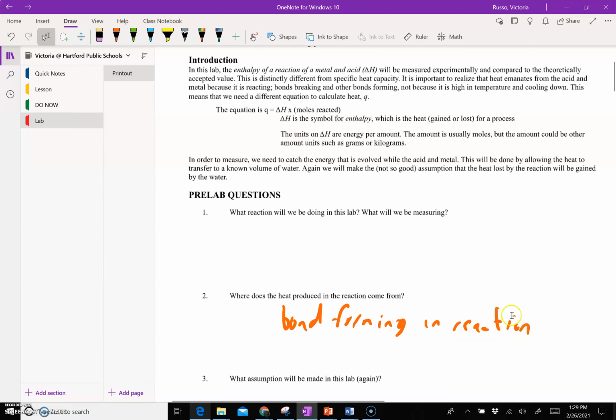And because it's exothermic, and this is really important, the AP exam loves this question, because it's exothermic, the energy released by the bonds forming has to be greater than the energy released when you're breaking the bonds in the beginning.